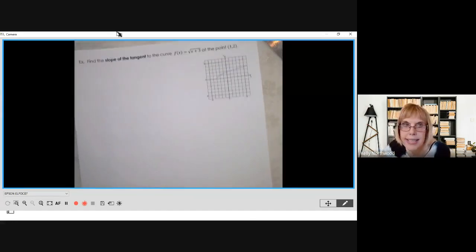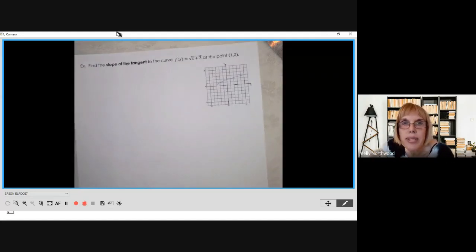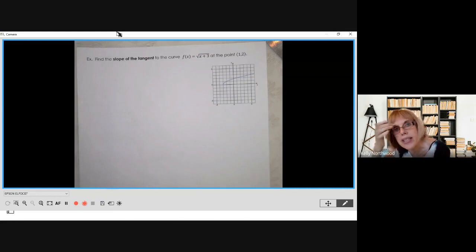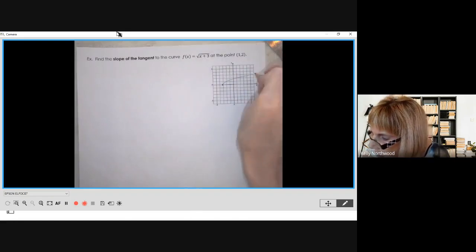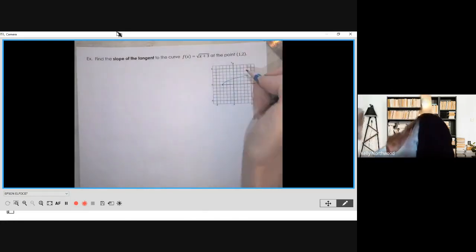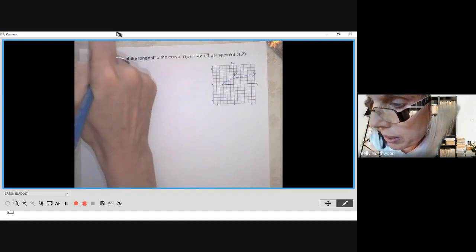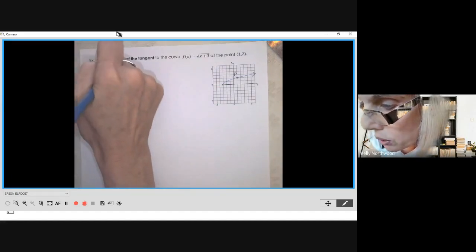All right, our last example, one of my favorites. So find the slope of the tangent to the curve f at x equals the square root of x plus 3. So it's a square root function, if you remember from grade 11, at the point 1, 2. So they give us P. Here's P. So our first step is we need P, 1, 2.